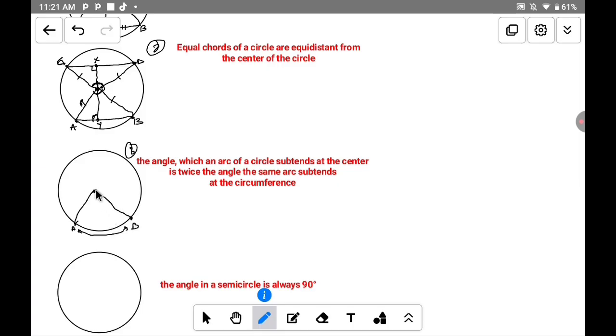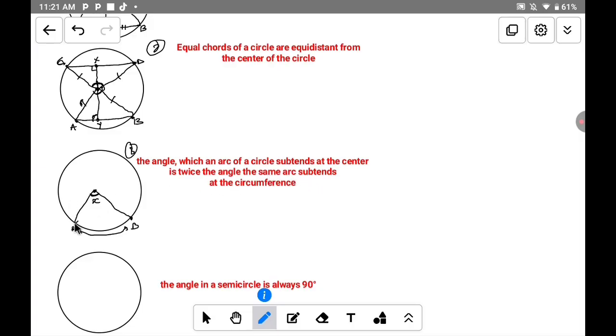The angle formed at the center by this arc, let's say the angle here is S. Now, it will be twice the angle formed by the same arc at the circumference. Let me explain it again. It's twice the angle of the same arc subtended at the circumference.